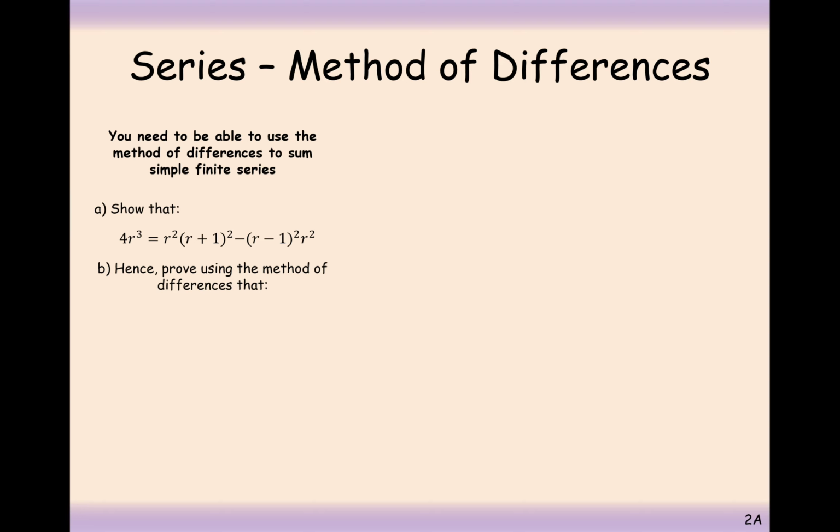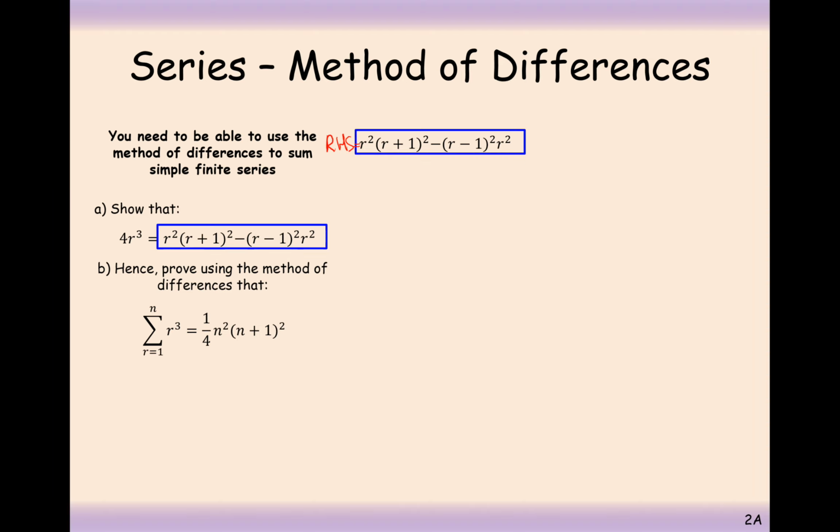And then we'll hence prove by using method of differences we have this expression here. Now we recognise this from using this in the lower 6 further maths, but we're going to prove it here in upper 6 further maths. So first of all we need to show that this thing equals this thing here, so we'll start with the right hand side of this expression, and we will first of all expand brackets.